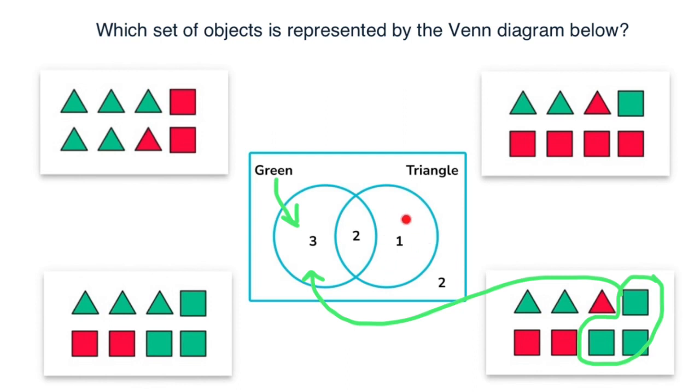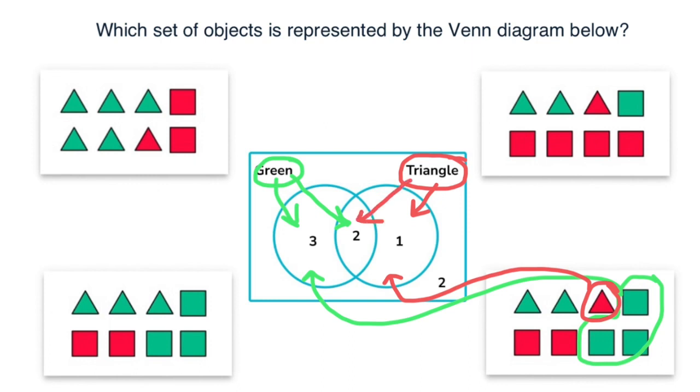Now what should we find here? One object which is a triangle and which is not green. This is going to be this red triangle, so one such unique object. Now here is a question: what should we put here in the middle, these two green triangles or these two red squares? The logic is as follows. These two objects have to be green, and at the same time they have to be triangles. That's why these two green triangles go here.